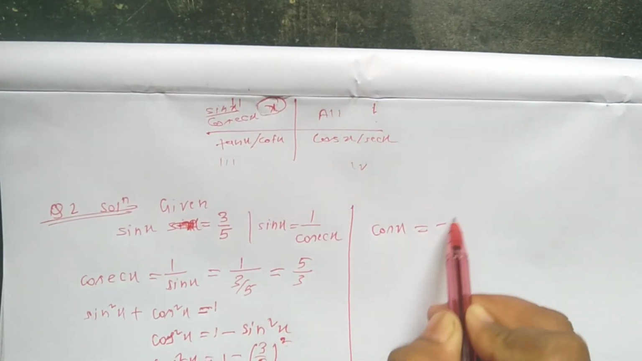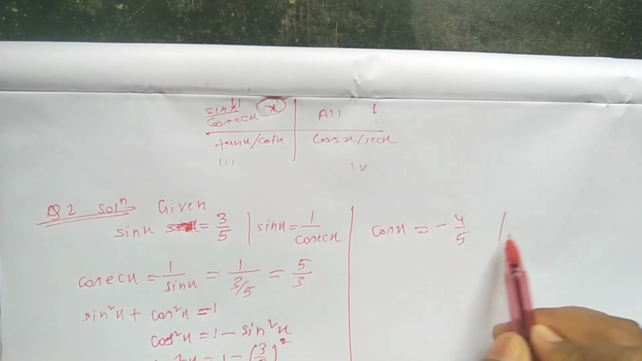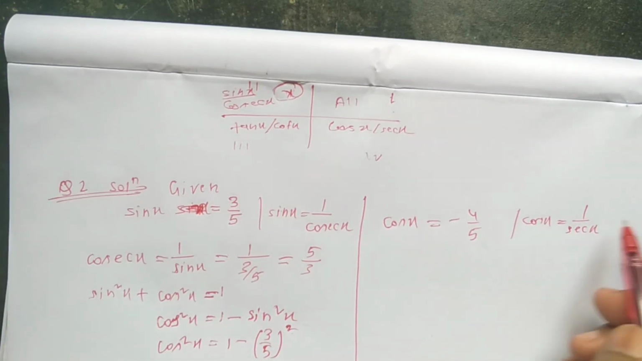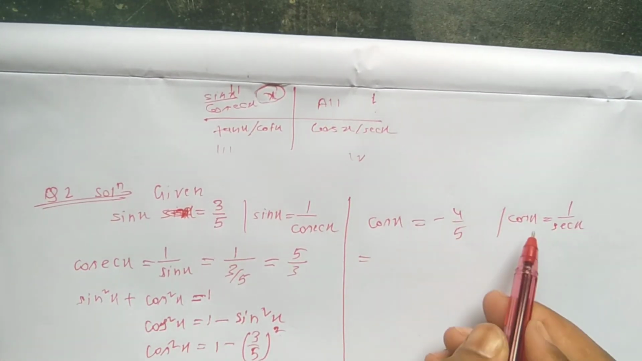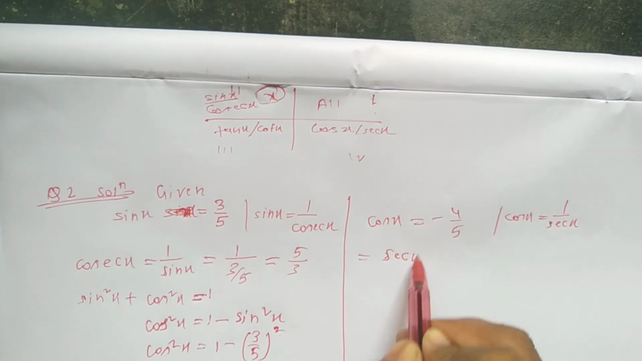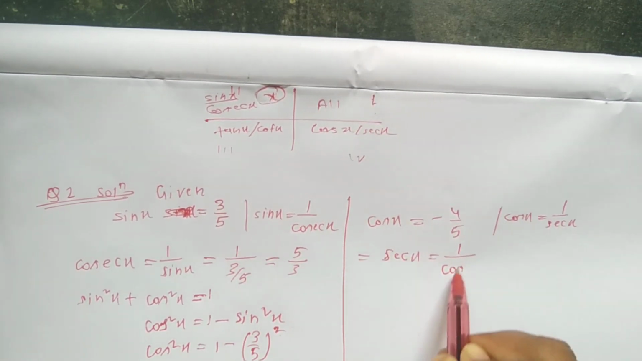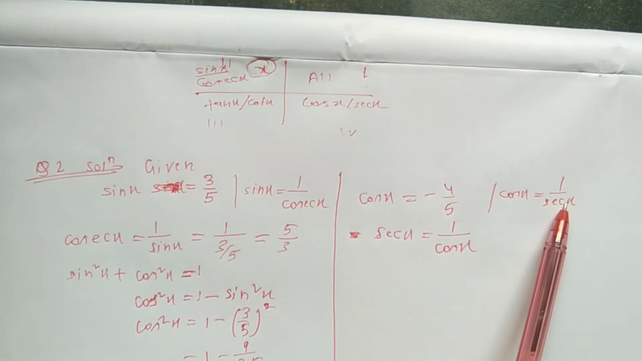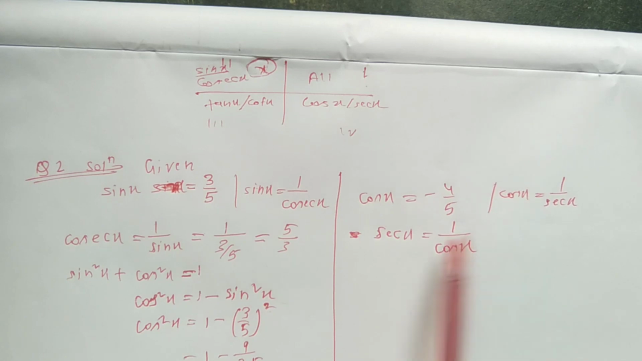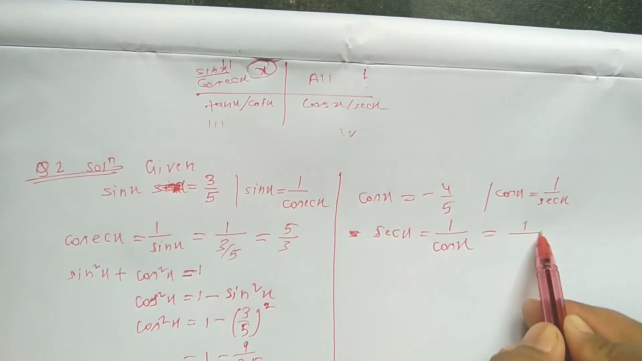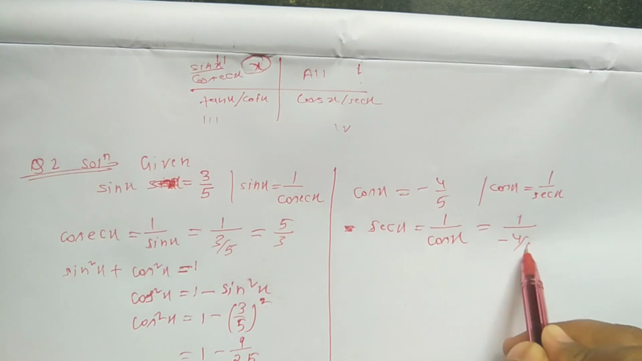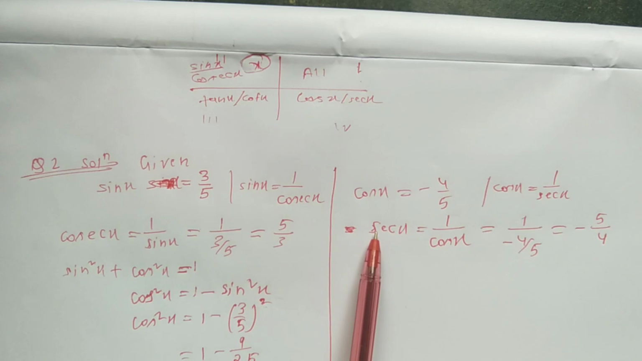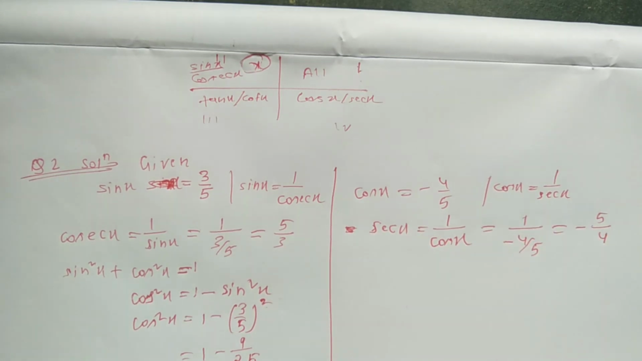Cos x equal to how much? We got minus 4 by 5. Again, since we know cos x equal to 1 by sec x, we can write here sec x equal to 1 by cos x, right? Now we have to put the value of cos x. It is how much? Minus 4 by 5. This will be minus 5 by 4. So we got the value of sec x. It is how much? Minus 5 by 4.